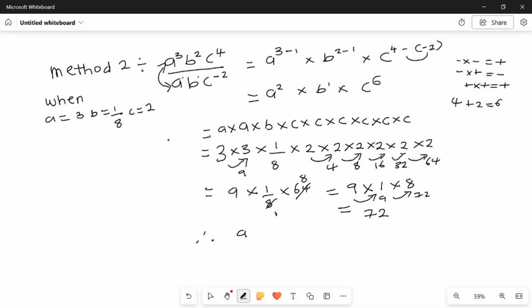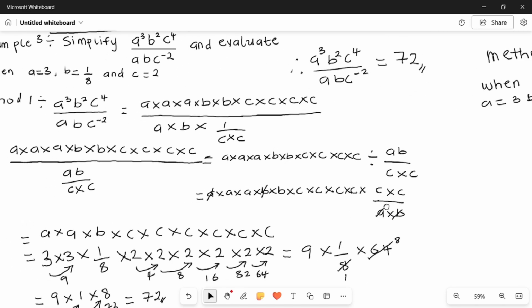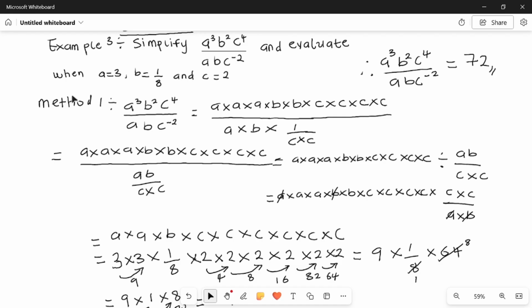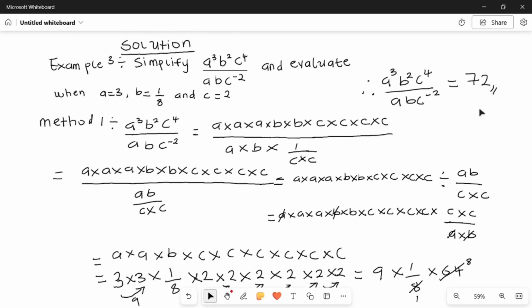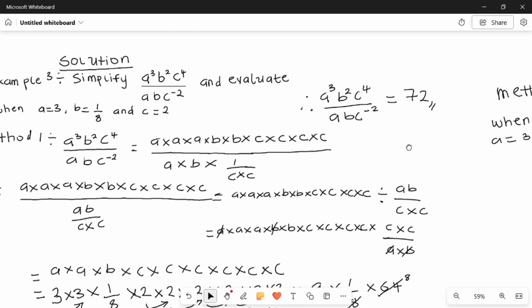So we can now write, therefore, A raised to the power 3, B raised to the power 2, and C raised to the power 4 all over A times B times C raised to the power minus 2 is equal to 72. So if we check our second method, method 2, the final answer we got is 72, right? And if you go back to method 1, we know that our final answer was also 72. So we are correct. So let's move to the next example. That's example 4.